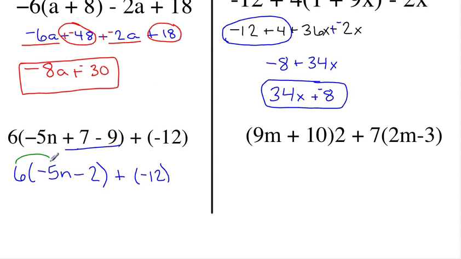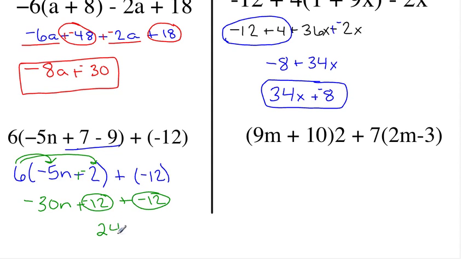Now I can distribute. 6 times negative 5n is negative 30n. 6 times a negative 2, if I did additive inverse for some of you to see, is negative 12. And then I still have the negative 12 over here. When I look at combining like terms, if I did my additive inverse, I have 12 negatives plus 12 negatives, which is 24 negatives, and negative 30n up front. So that could be my final answer right there, negative 30n minus 24, or negative 30n plus a negative 24.